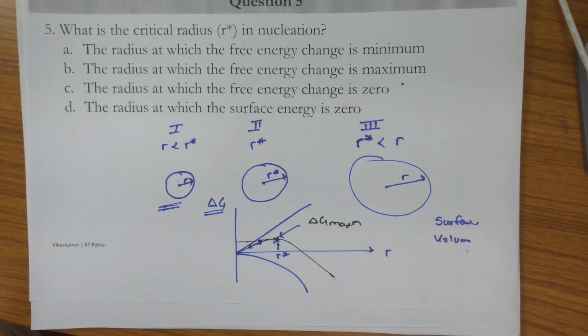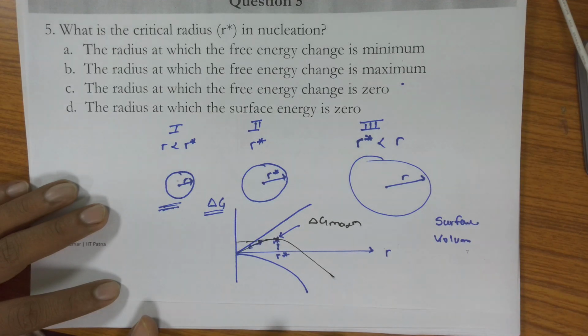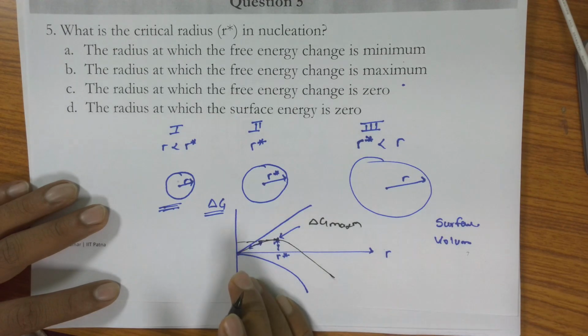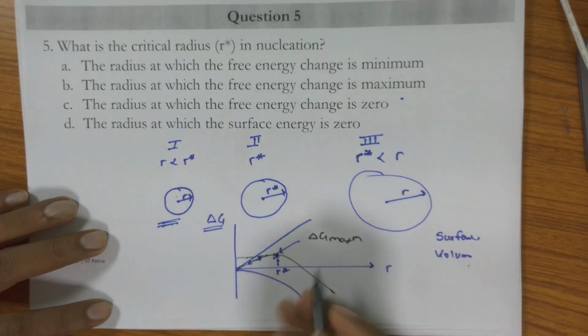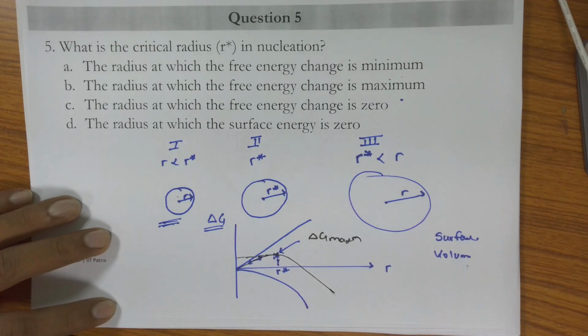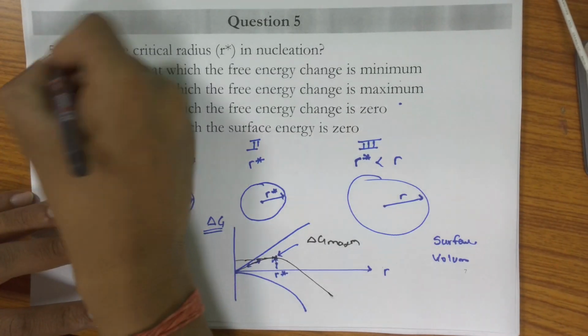So we got two things from this question: what R star is, that it's a stable nuclear radius above which growth will take place, and that delta G is maximum at that particular radius. So we can see that the right answer will be option B.